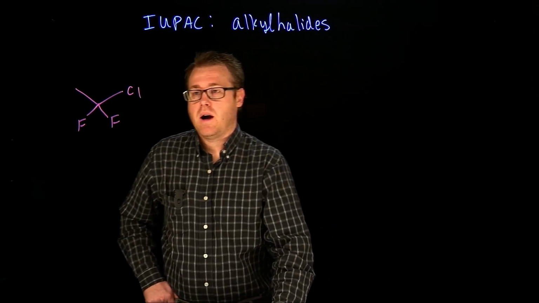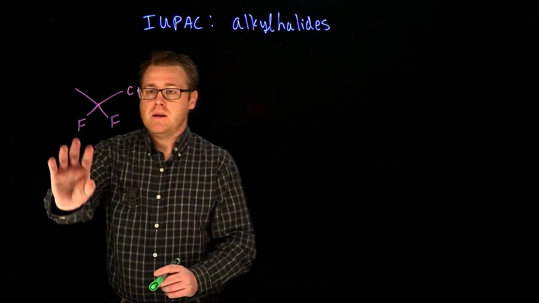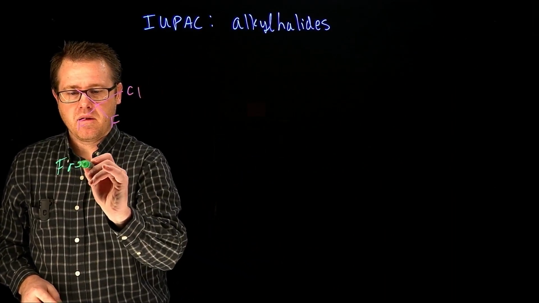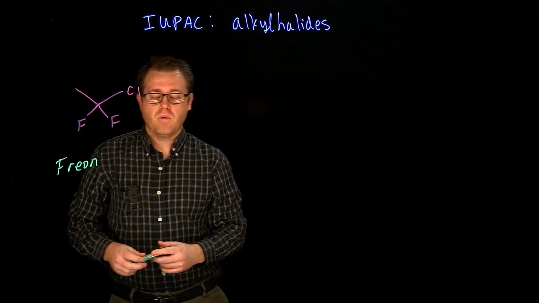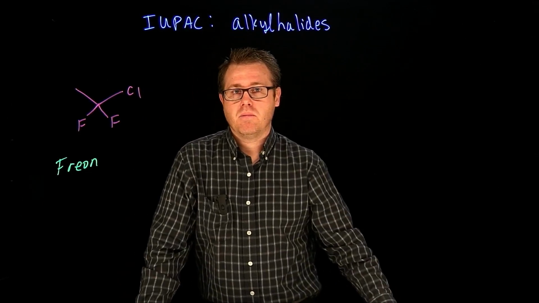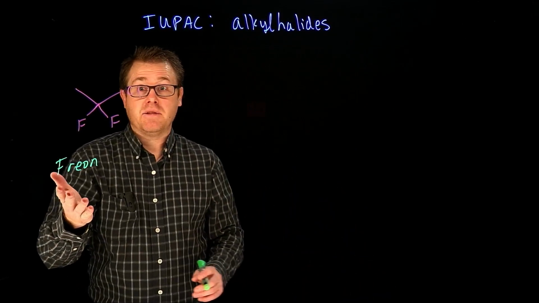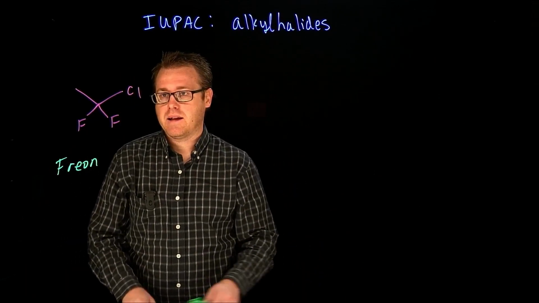So in this video, I want to go over examples of alkyl halides. First one is this molecule. This molecule has a name called Freon. Okay? And Freon is the molecule that's in refrigerants. Now, that's not the IUPAC name. We want to name that using the IUPAC.